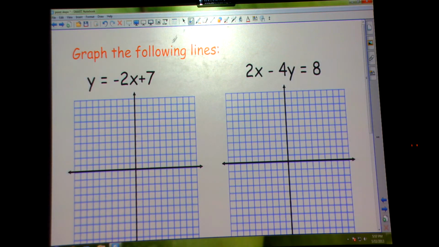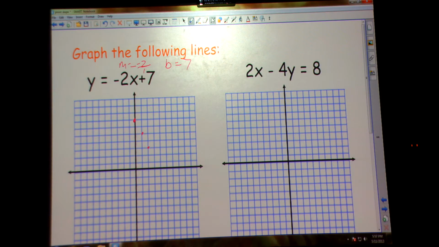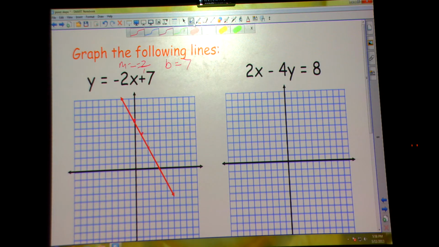So some quick graph review. If I want to graph these lines, my slope here is -2. My y-intercept is 7. So start at 7 on the y-axis. And remember this fraction, the top number tells you up or down: down 2 over 1. Down 2 over 1. And then connect them. Make sure your lines have arrows. Mine do. I know it might be hard to see on that camera because they go on forever and ever.